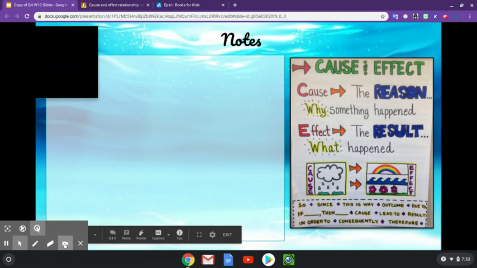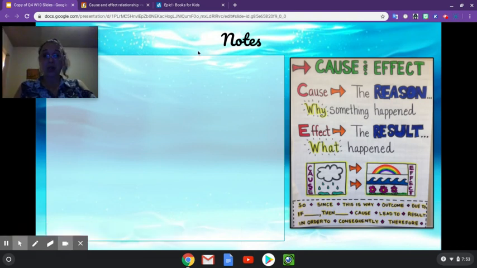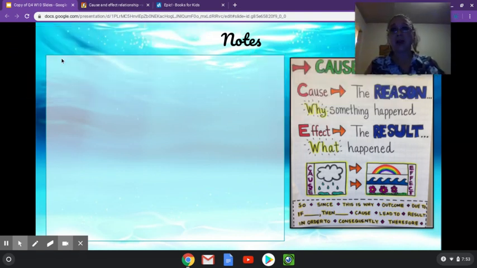All right, going back into our notes. So remember, as it was showing you, cause is what happens, why something happens, and the effect is the result of why that happened. Why did it happen? And it goes in order. It's not different orders, it's all in the same order. So let's go ahead and go through this.